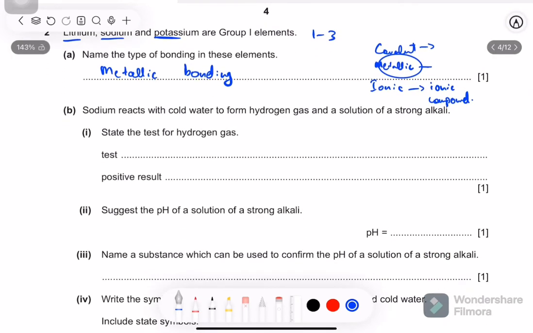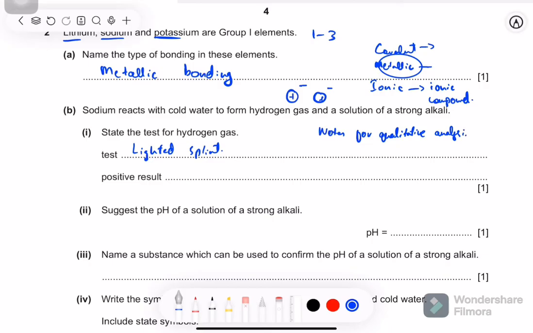Next, sodium reacts with cold water to form hydrogen gas and a solution of a strong alkali. State the test for hydrogen gas. Pure theory. We have a lighted splint test. You will find this in the notes for qualitative analysis in your syllabus. You have tests for various gases: carbon dioxide, hydrogen, oxygen, ammonia, and you have to remember all of them. Here they have only asked for hydrogen, and you will find all of them in your notes for qualitative analysis. Now, positive result, the splint will pop, sound produced.